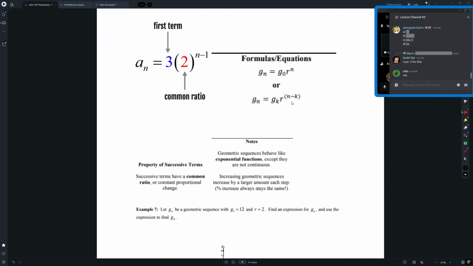Now we're going to move on to geometric sequences. Geometric sequences have 2 formulas. They have g of n is equal to g of 0 times r to the power of n, and g of n is equal to the whatever term times r to the n minus k. And this is called the first term, and this is called a common ratio.